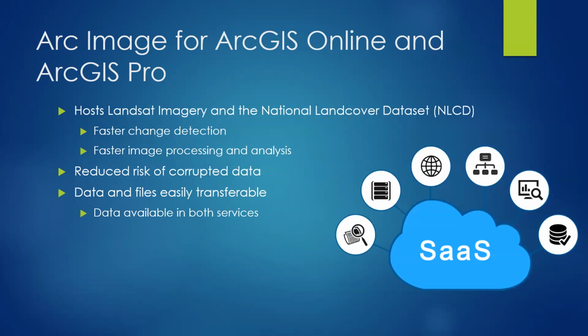And all of this sort of data and methods are going to be done through ArcGIS Online and ArcGIS Pro. Now, ArcGIS Online and Pro both have ArcImage, which Esri hosts a bunch of Landsat imagery, Sentinel data, WorldView data, but they also have the National Land Cover dataset. And this is just going to help with a faster change detection and image processing, but it'll also help to transfer the data and the files between the software. Let's just say if ArcGIS Online can't, for some reason, complete a certain change detection or a certain method, I know that I can easily swap between the two services.